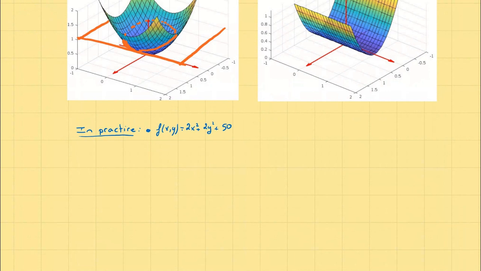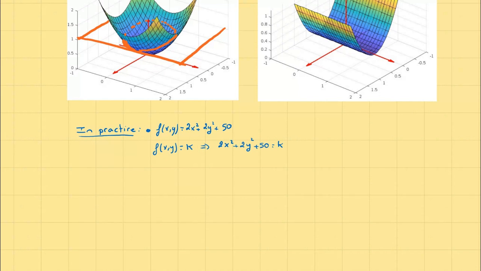Let's take a practical example. Our function f(x, y) is 2x² plus 2y² plus 50. The question is, find the level curves of this function f. The first thing you do is put f(x, y) equal to k. So you put f(x, y) equals k, then 2x² plus 2y² plus 50 equals k.